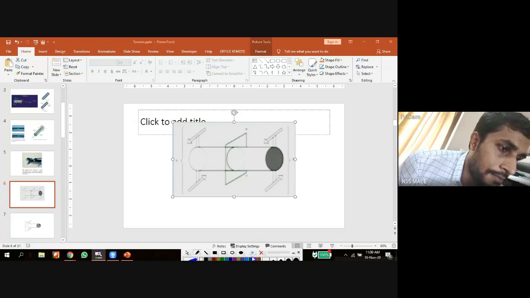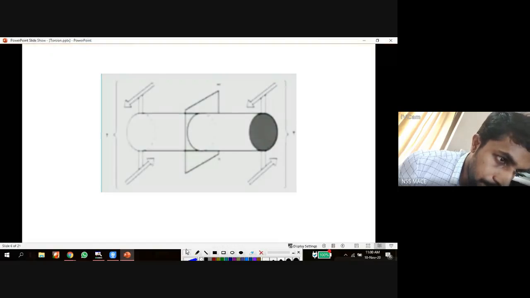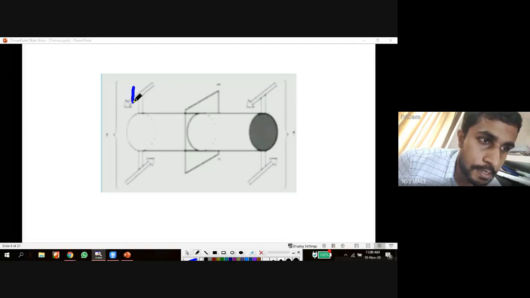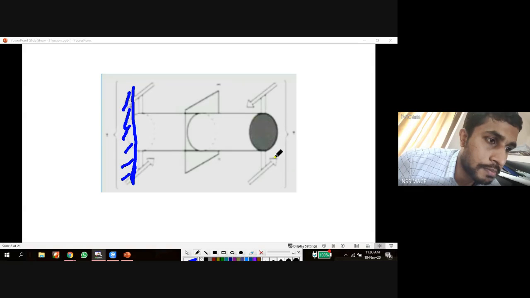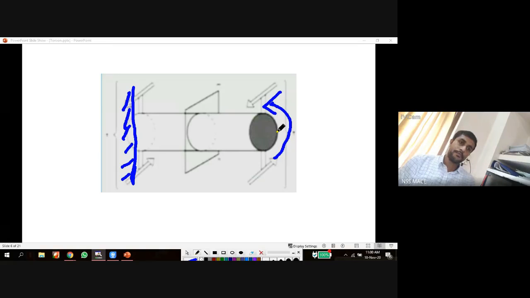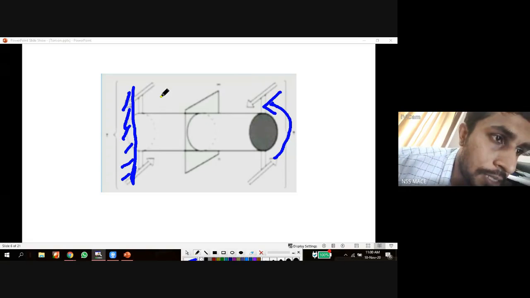Okay. In this shaft, this end is fixed. And here I am applying a torque. A torque T is applied at this end. External torque T is applied, and this end is fixed. There will be some resisting torque.